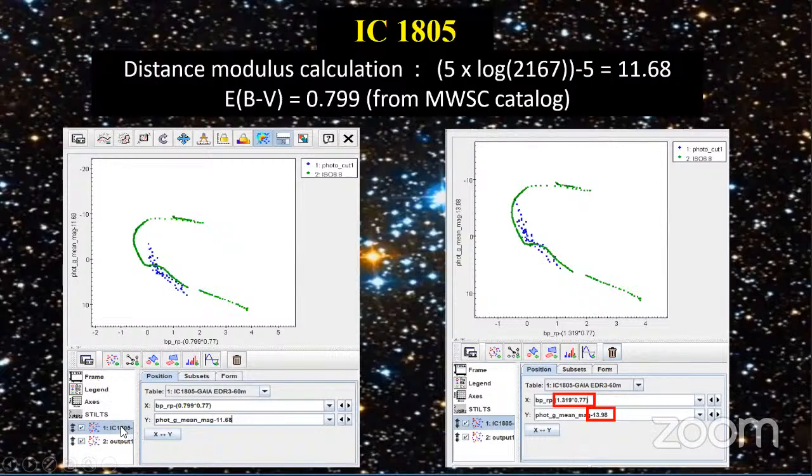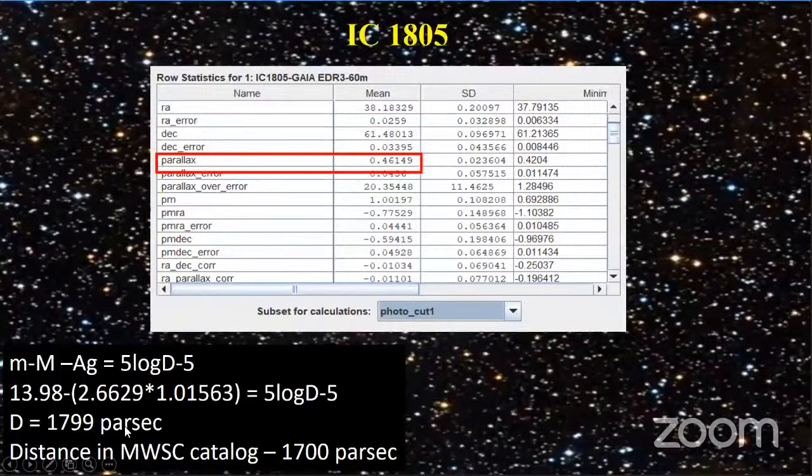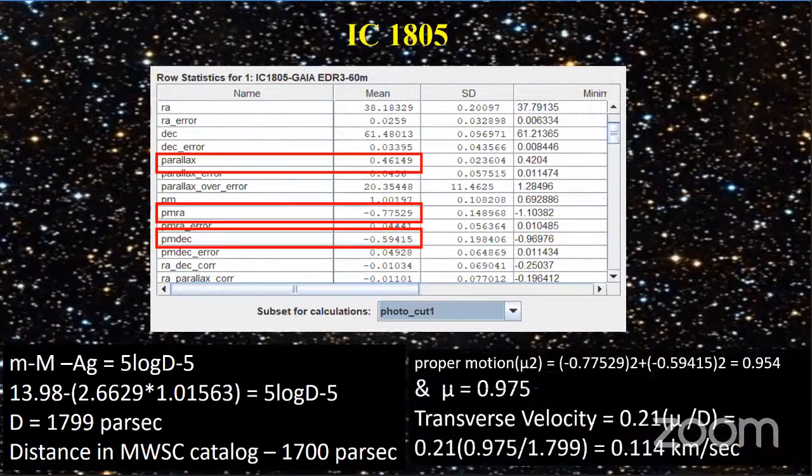I found 1799 parsecs, and the distance from the MWSC catalog is 1700 parsecs, which is very close. Then with the mean PMRA and PMDEC data, I found the proper motion, and eventually calculated the transverse velocity, which I found to be 0.114 kilometer per second. Then I went for NGC 6913.